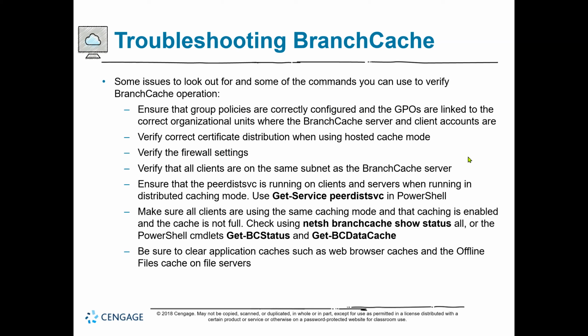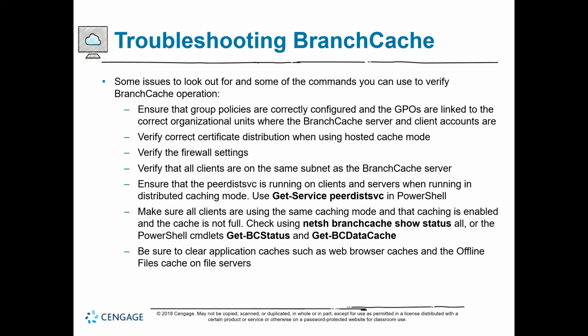I don't know how many times I've seen someone go in and change a firewall rule and it has borked a whole bunch of things, and that's all it is. You need to go change a firewall rule. Verify that all clients are on the same subnet as the BranchCache server.